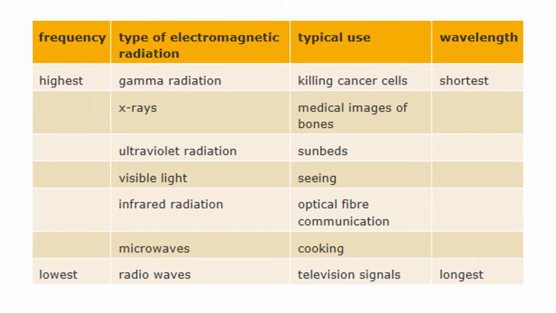Here's a summary of the different kinds of waves. Now we've got the high frequency waves, which, like I said before, have the shortest wavelength, and the low frequency wave has the longest wavelength.